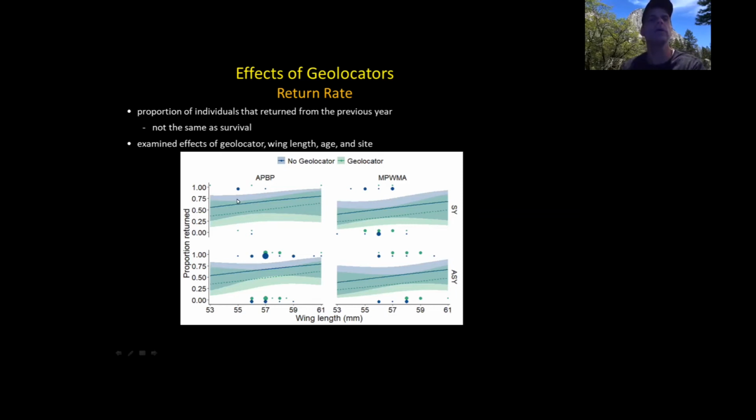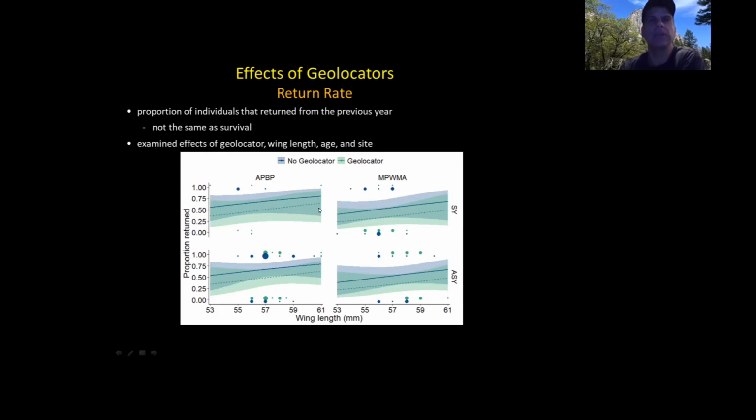So now if we compare that to these other panels, you can see the same effect for wing length and geolocators exists for all the other ages and sites. But if we compare, say, the second-year birds of the Pine Bush to the second-year birds of Montague, we can see that the trend lines at Montague are almost 0.15 lower than they were at the Albany Pine Bush. And that's regardless of whether or not they had the geolocator on. The return rates were lower at Montague.